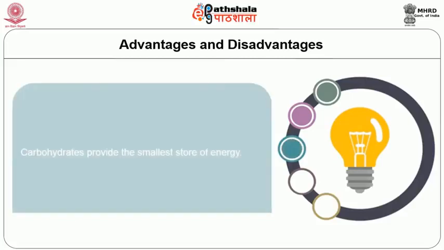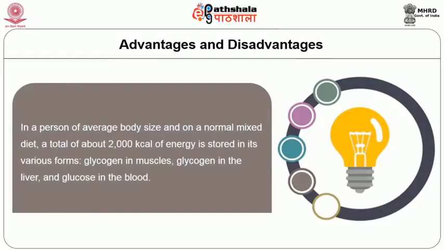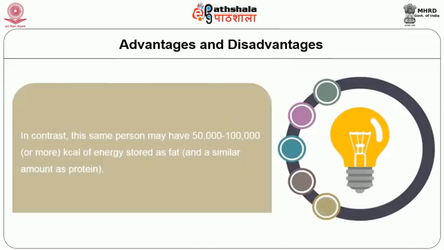Carbohydrates provide the smallest store of energy. In a person of average body size and on a normal mixed diet, a total of about 2000 calories of energy is stored in its various forms: glycogen in muscles, glycogen in the liver and glucose in the blood. In contrast, the same person may have 50,000 to 1 lakh kilocalories of energy stored as fat.